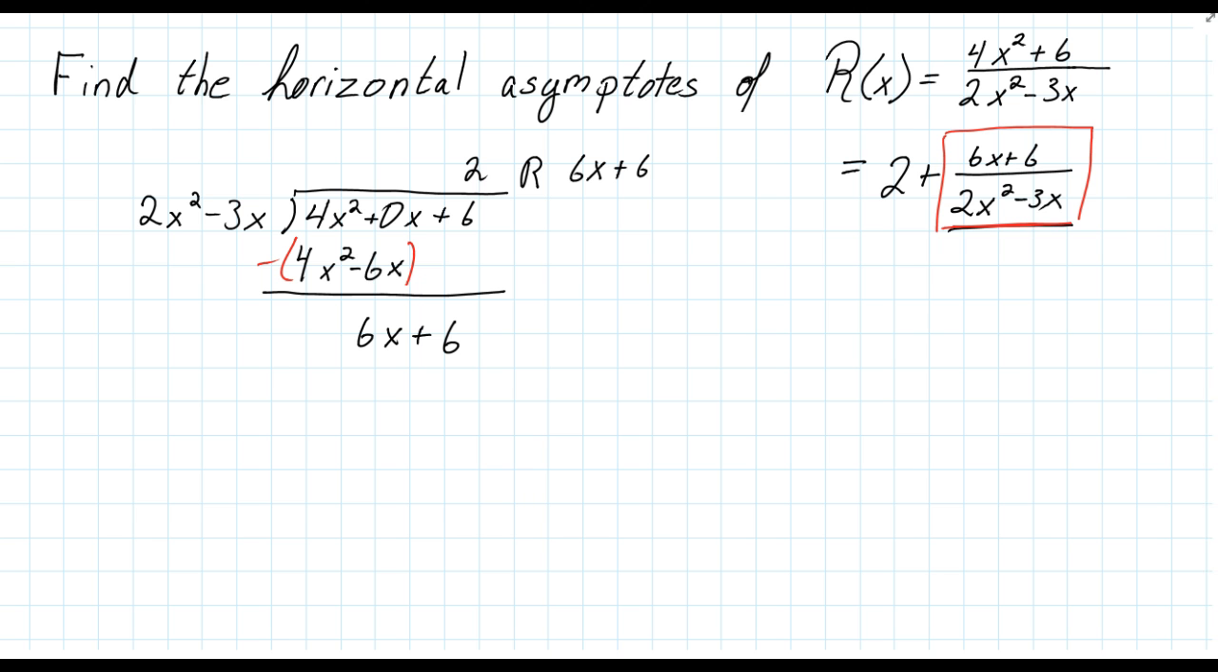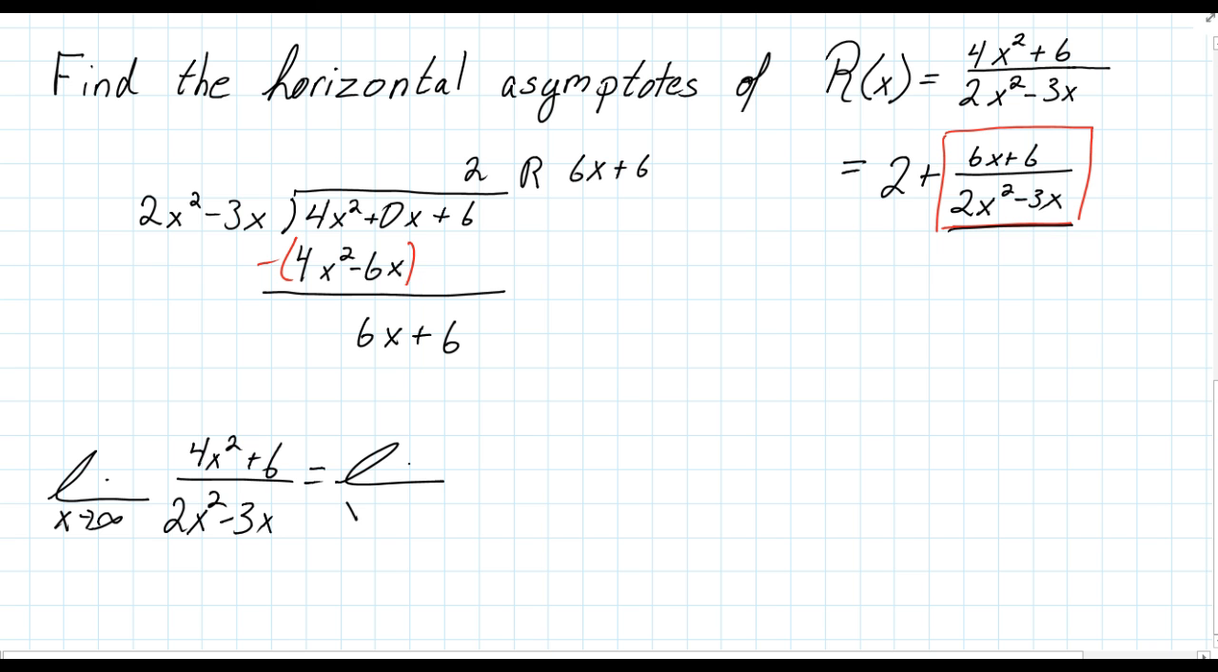So let's go ahead and take the limit as x goes to infinity of (4x squared plus 6) over (2x squared minus 3x). That's the expression of my function. We already said that this equals the limit as x goes to infinity of 2 plus (6x plus 6) over (2x squared minus 3x).